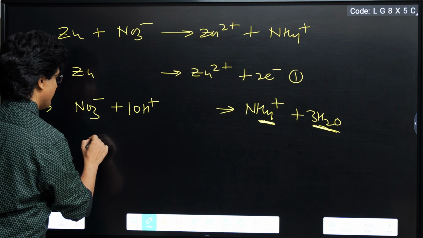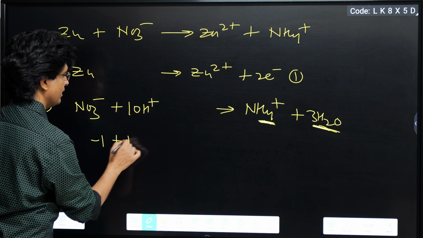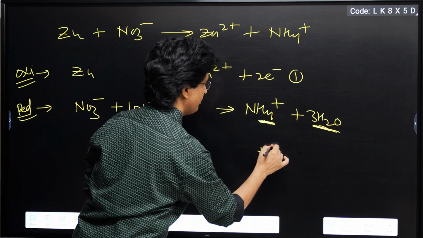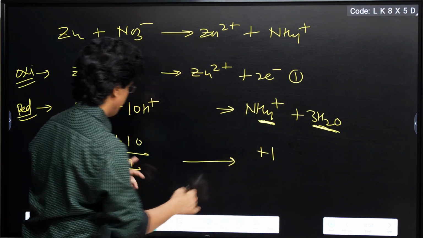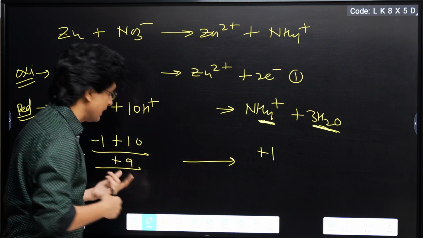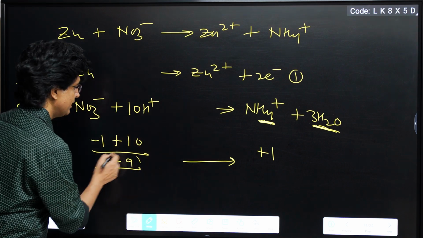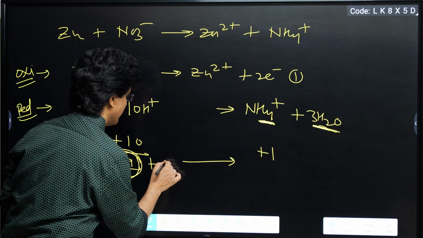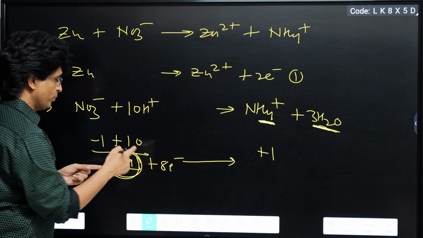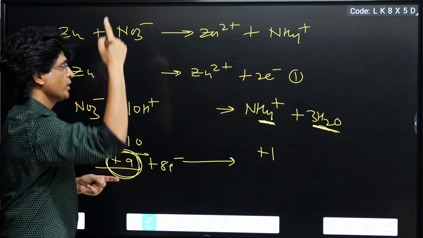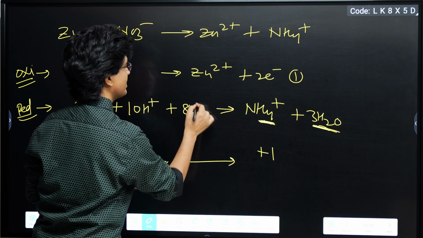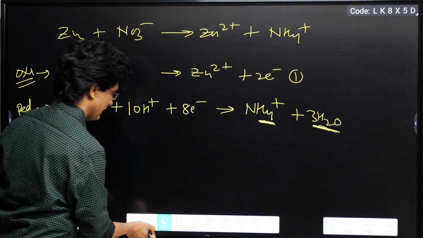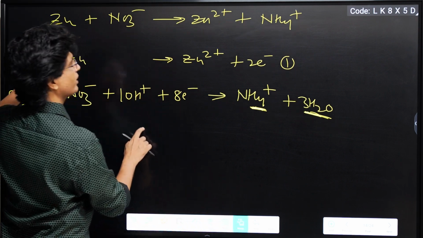So now the charge -1 and +10 equals +9. Yes or no? And up there it is only +1. So how can I convert +9 to +1? By adding electrons to the side containing excess positive charge. This is excess positive charge, so I should add 8 electrons. So +9 minus 8 will be +1. So I should add 8 electrons this side. Yes or no?